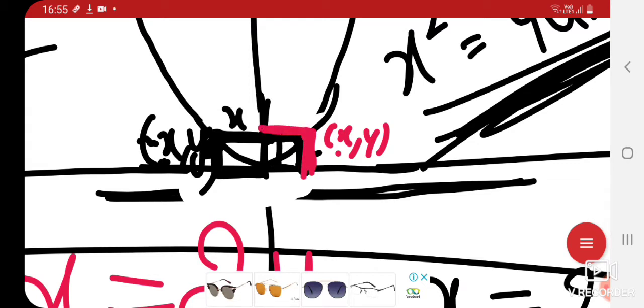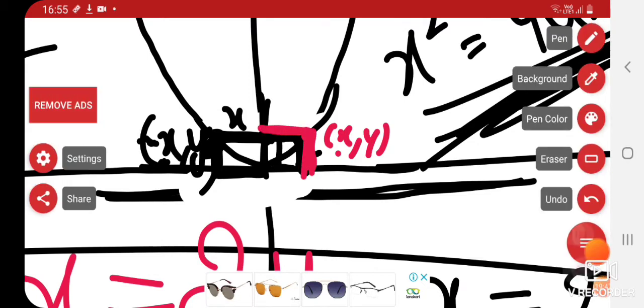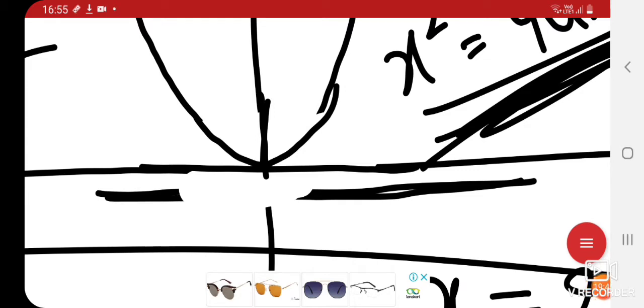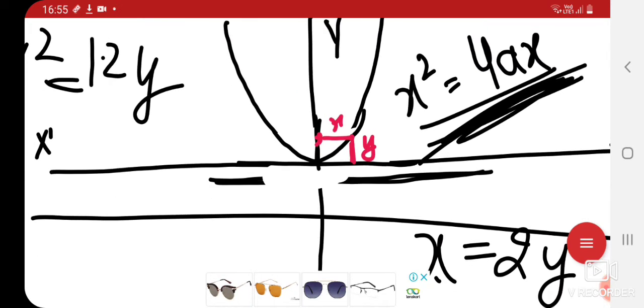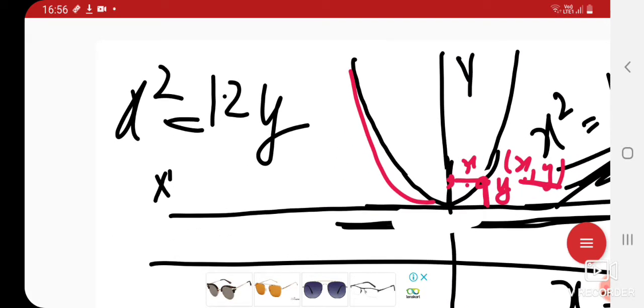Means the distance from here to here is y, and the distance from here to here is x, and from here to here is y. So when you put, this is our point x, y, which satisfies the equation of our quadratic graph. Is that right? This x is equal to 2y.